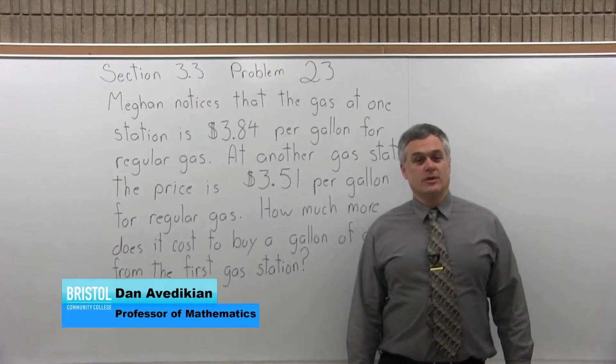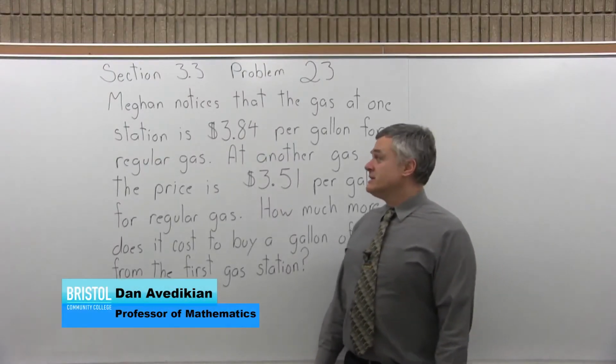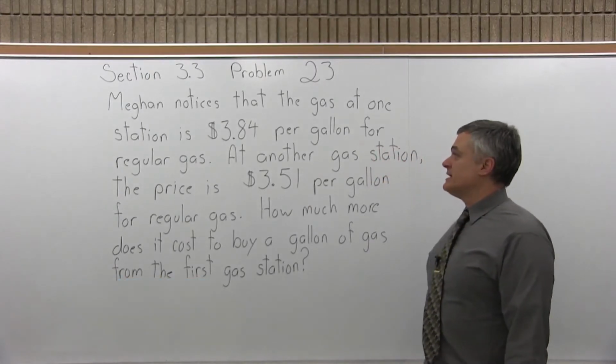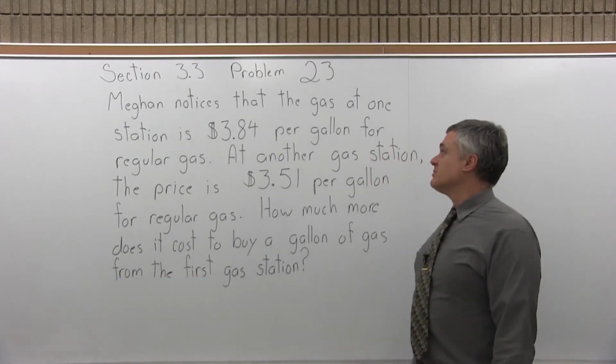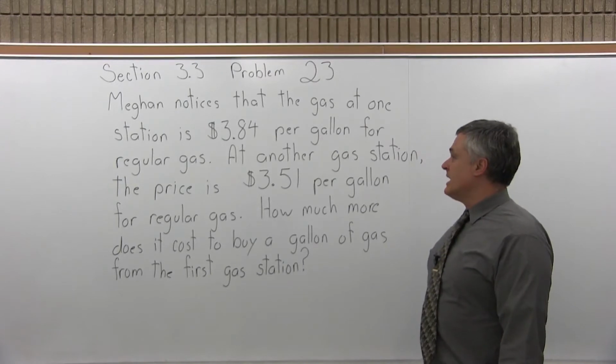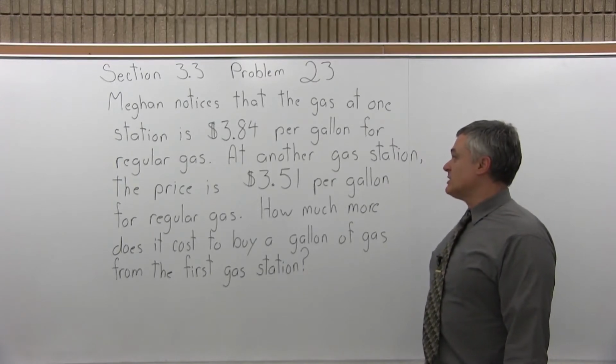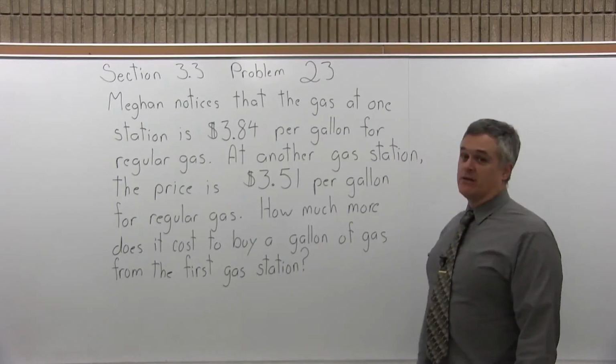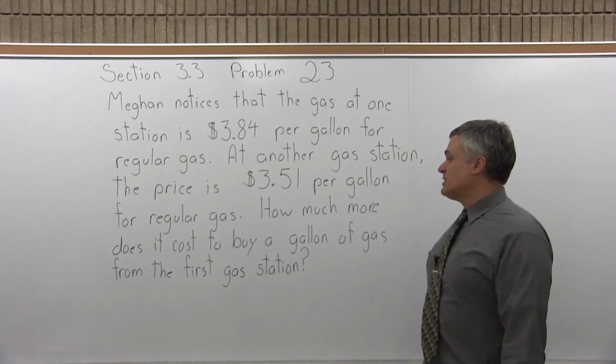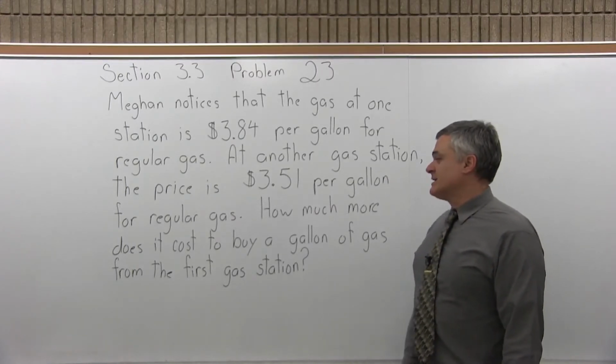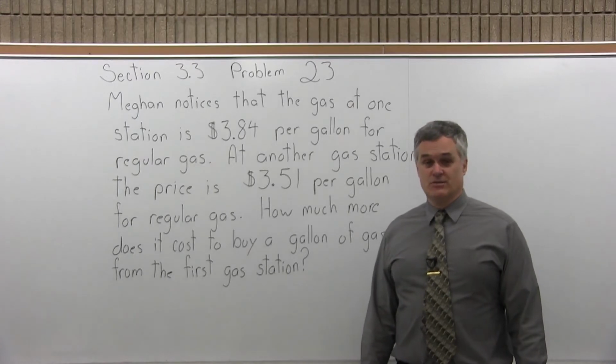This is Section 3.3, Problem 23. It says Megan notices that the gas at one gas station is $3.84 per gallon for regular gas. At another gas station, the price is $3.51 per gallon for regular gas. How much more does it cost to buy a gallon of gas from the first gas station?